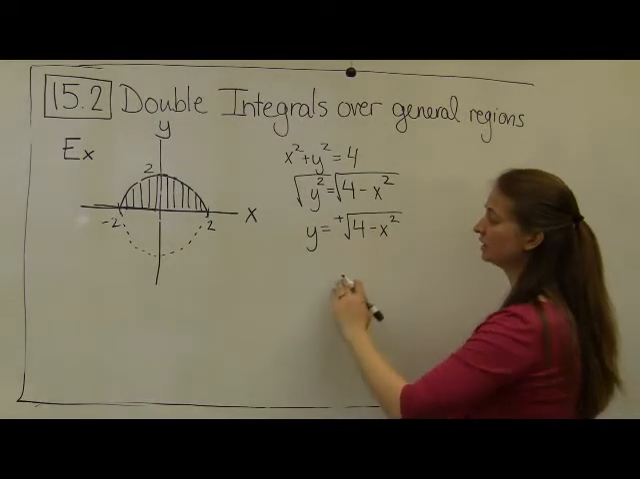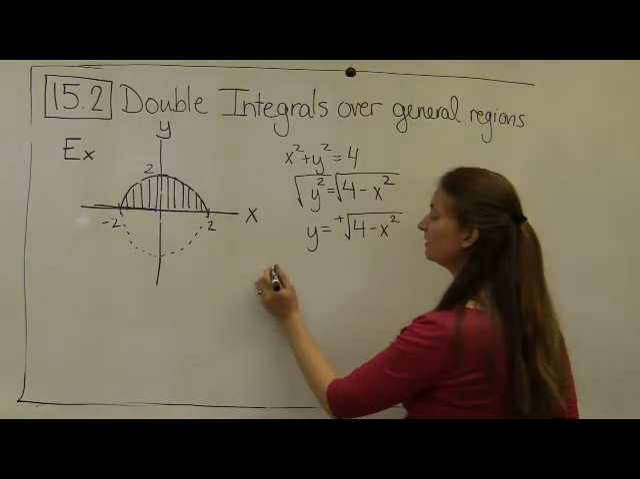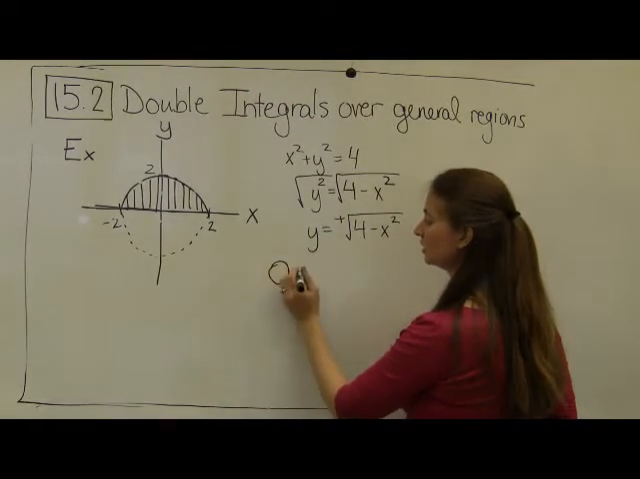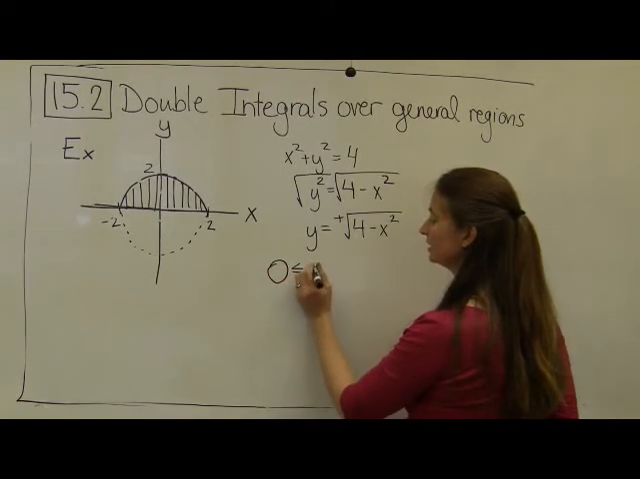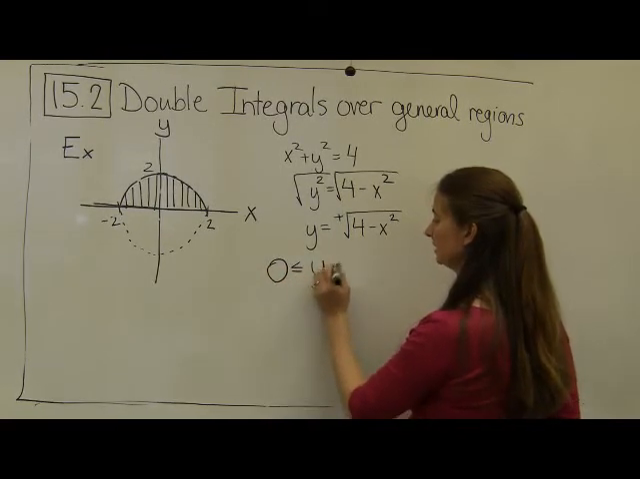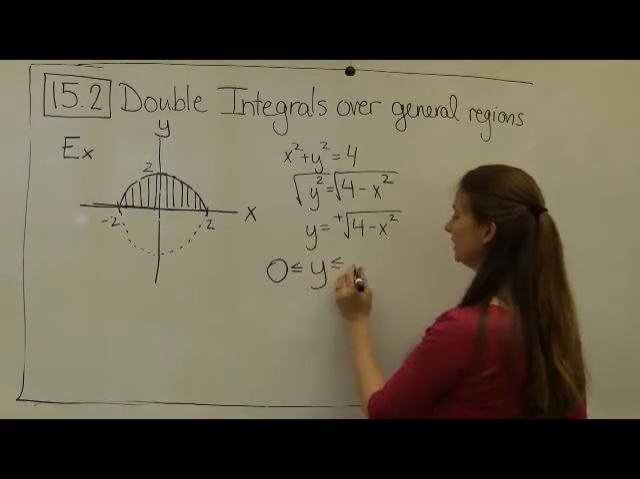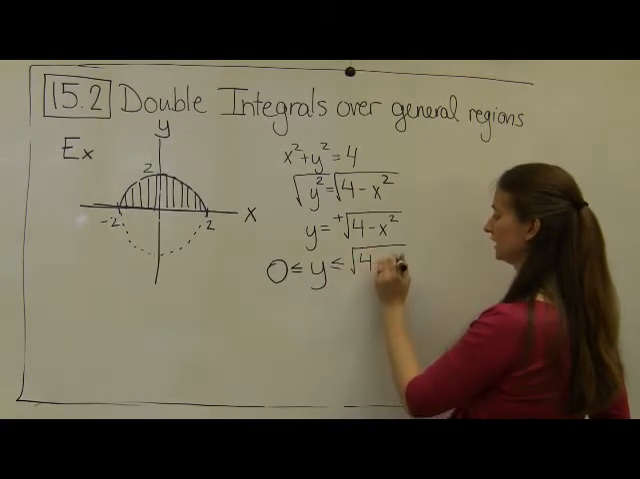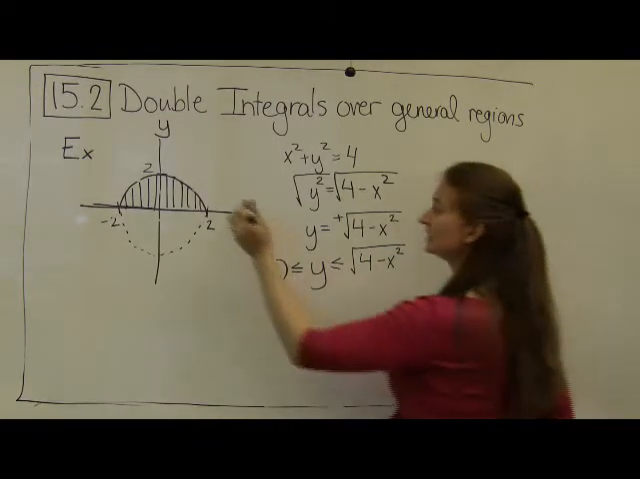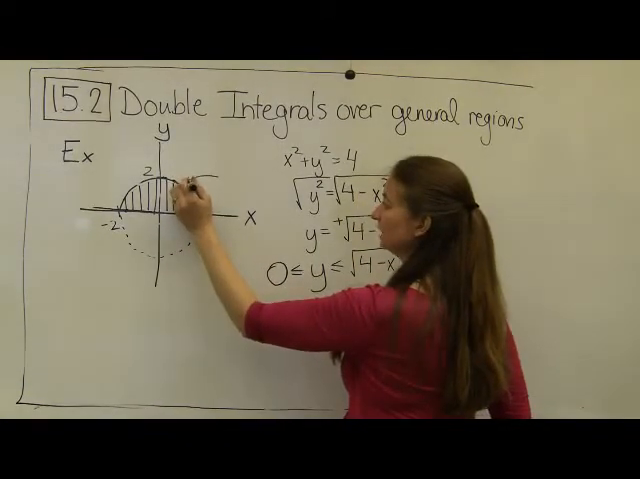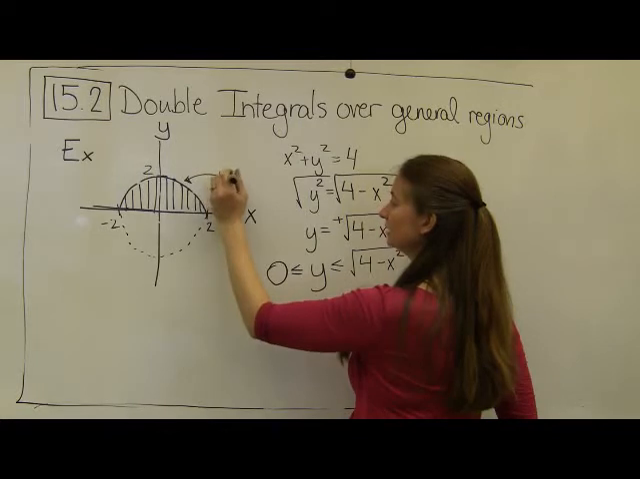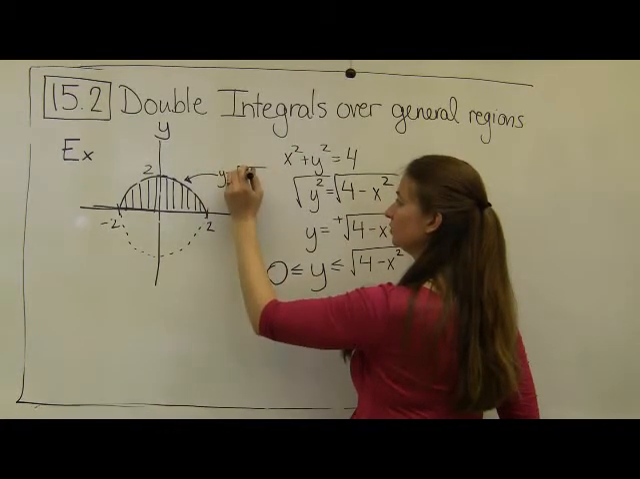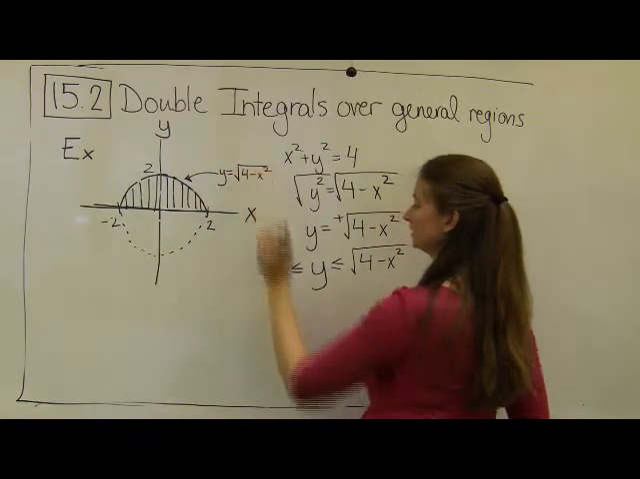So in conclusion, I'm saying that my y values in this case are going to range from y being greater than or equal to 0 all the way up until y is less than or equal to the square root of 4 minus x squared. Because this top part of the circle has the equation y equals the square root of 4 minus x squared.